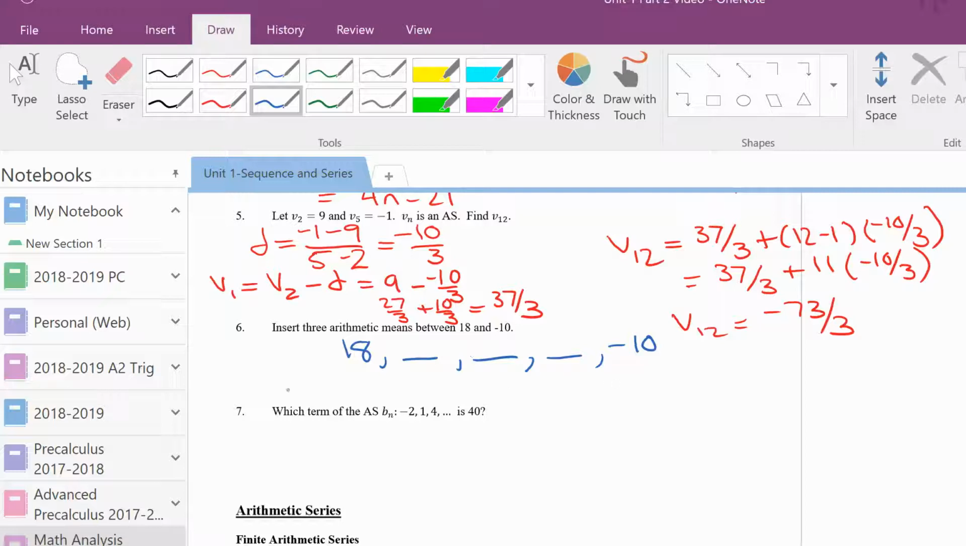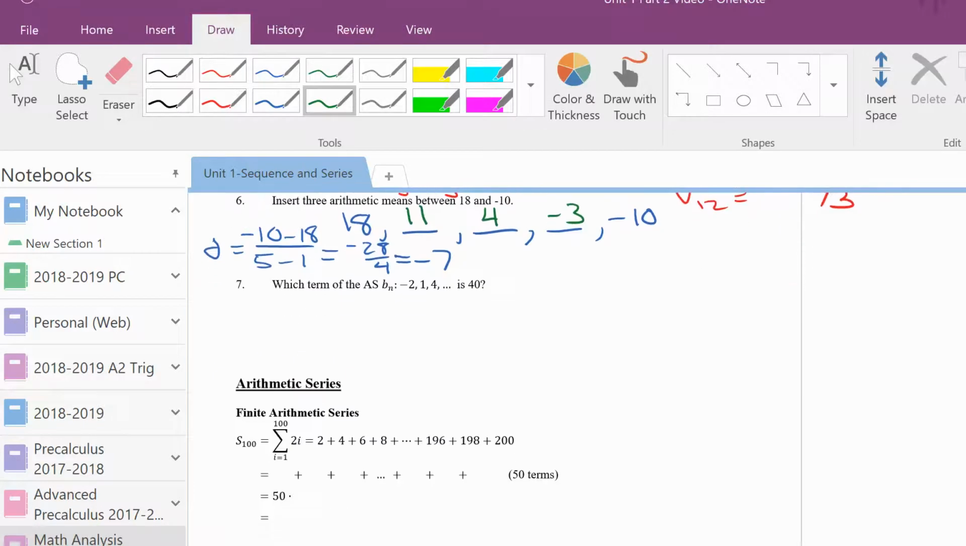So first of all, we want to find the difference. So we go negative 10 minus 18. And then negative 10 is the 5th term minus the 1st term. So it's negative 28 over 4, which is negative 7, which means you subtract 7. So you go 11, 4, negative 3 are the 3 arithmetic means.